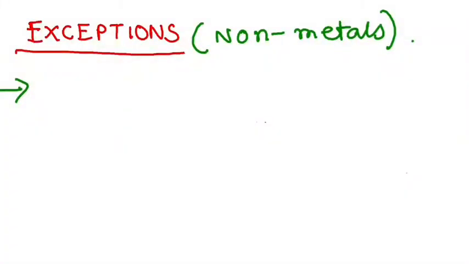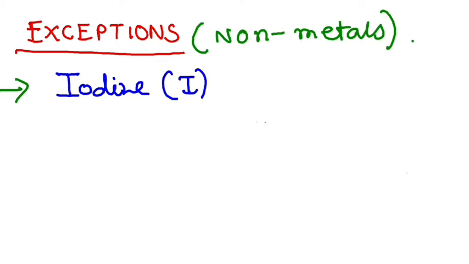Coming to non-metals, the very first exception you should learn is regarding iodine. Iodine has a symbol of I, and you know what is the interesting thing about it? It is lustrous. However, iodine is a non-metal. Metals are lustrous, non-metals are non-lustrous, but iodine has a luster. So this is one exception that you need to learn.